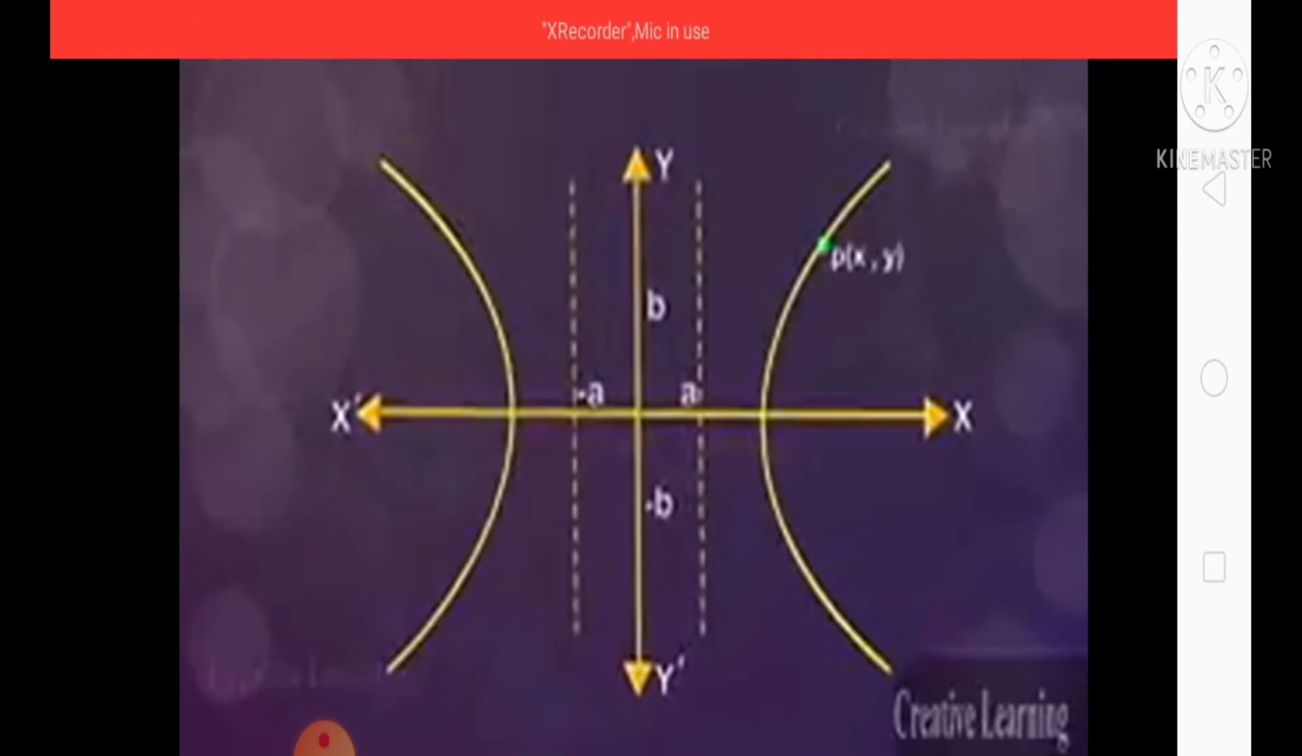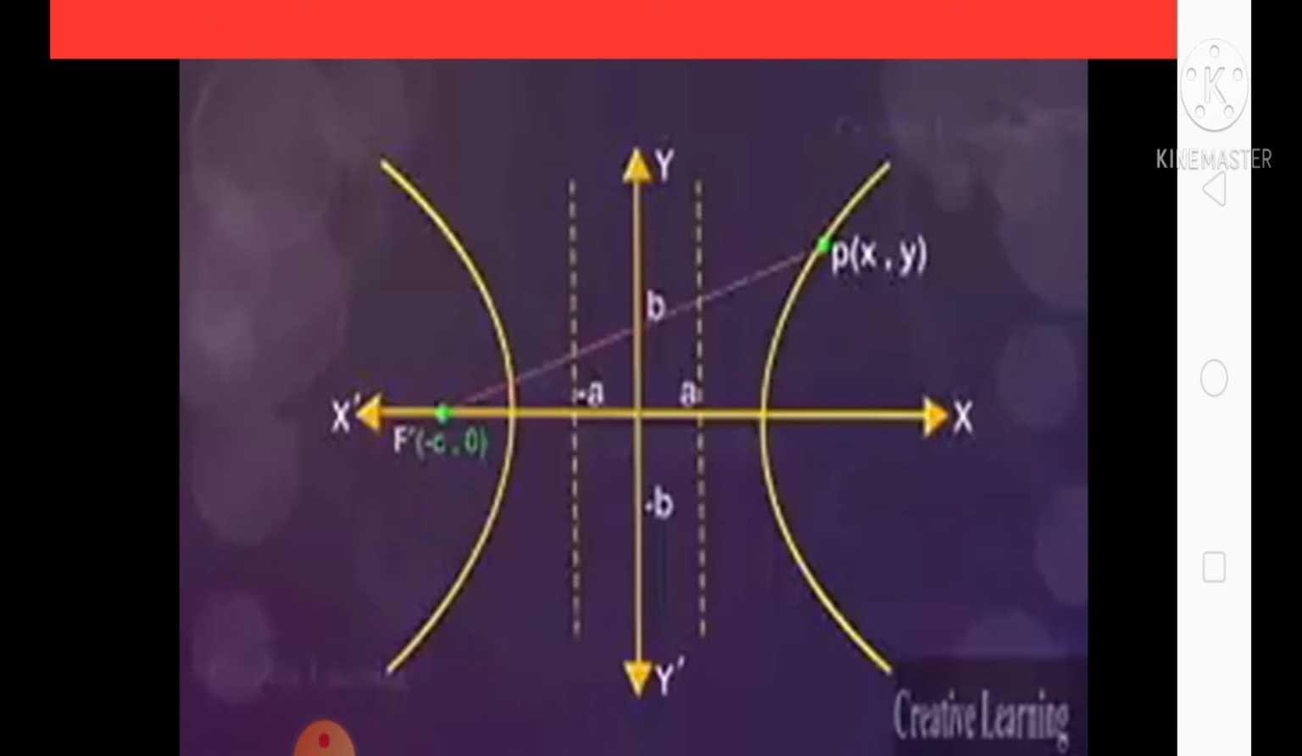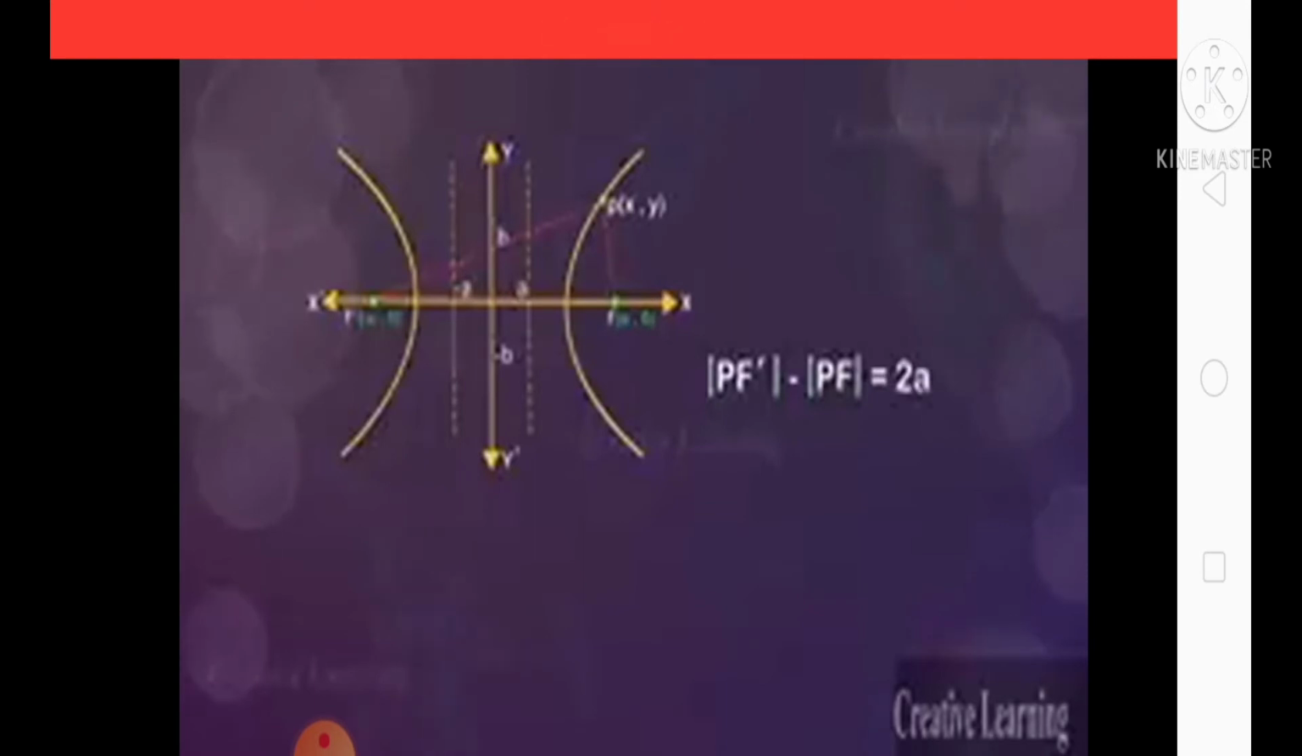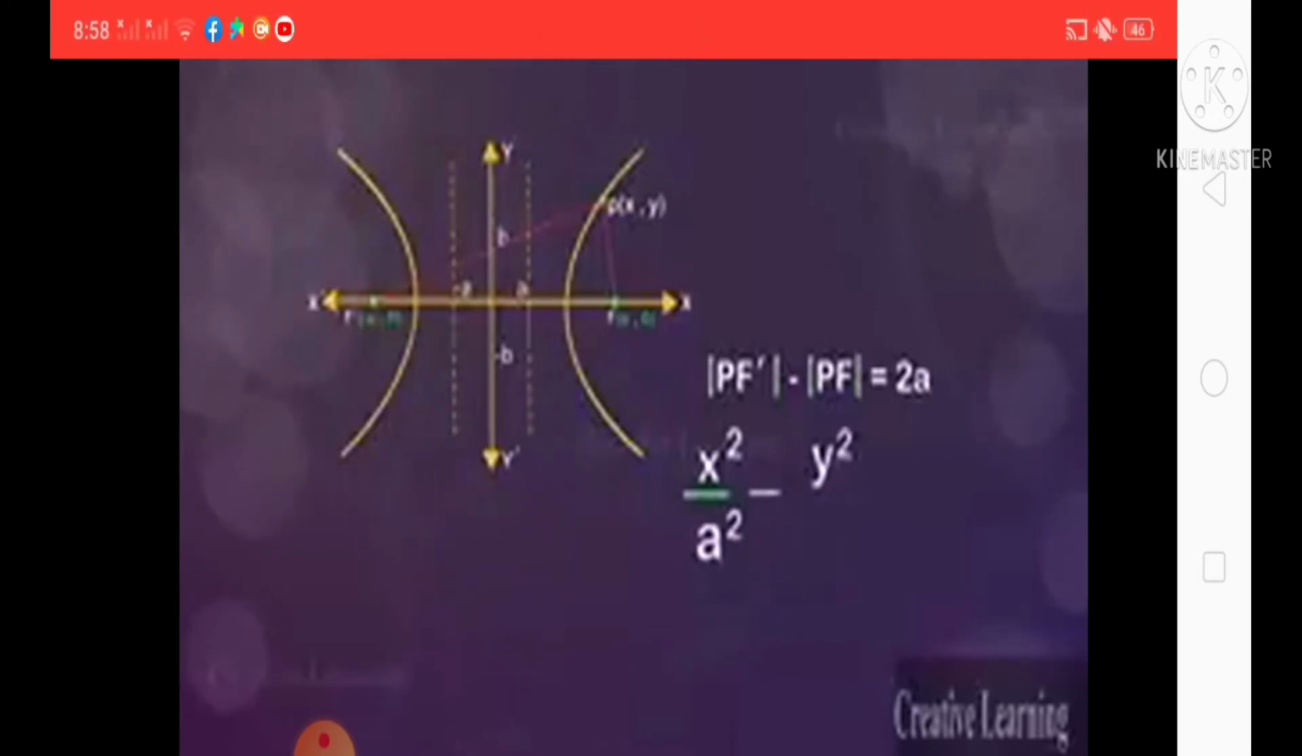Let P(x, y) be any point on the hyperbola such that the difference of the distances from P to the two foci be 2a. That is, PF dash minus PF is equal to 2a. We obtain the standard equation of the hyperbola as x square by a square minus y square by b square is equal to 1.